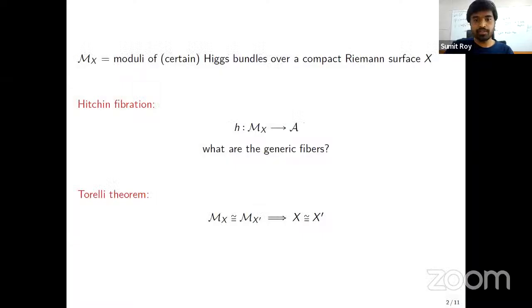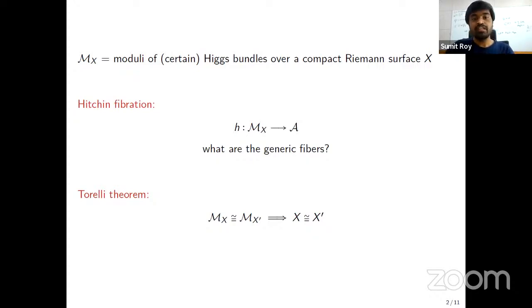space to a vector space A. And the question is, what are the generic fibers of such a map? So this map is called the Hitchin map or Hitchin fibration. Okay. And next, using this morphism, we will prove a Torelli theorem that says if two such moduli spaces over two different curves X and X prime are isomorphic, then the underlying curves are isomorphic, that X is isomorphic to X prime. Okay. So in other words, we can recover the curve from the moduli space itself.